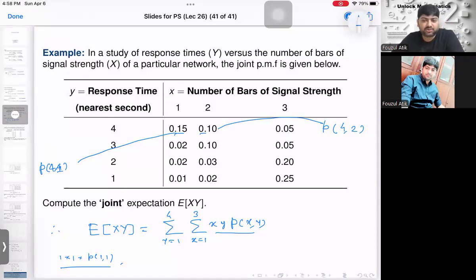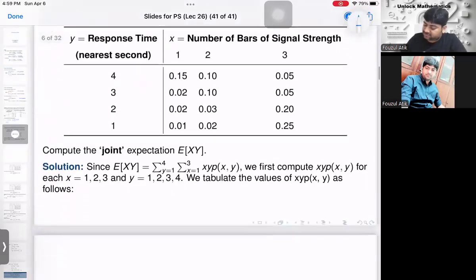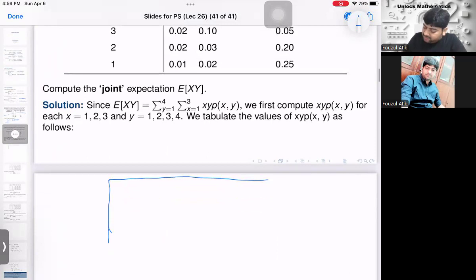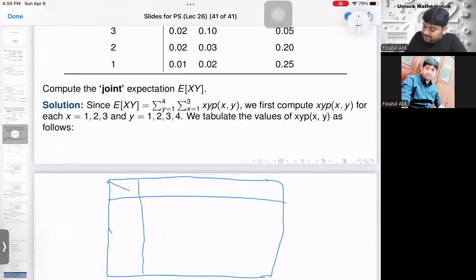So instead of doing it individually, we can make a table and then do it. We will do the table on the next page. What we'll do is make a table like this, and on this side we make x equal to i, and y equal to j on the bottom side. The x values are 1, 2, and 3, and y has 4 values.